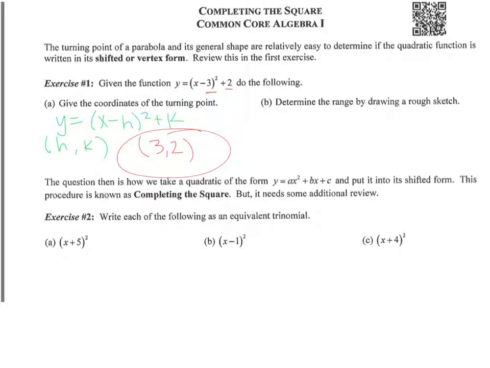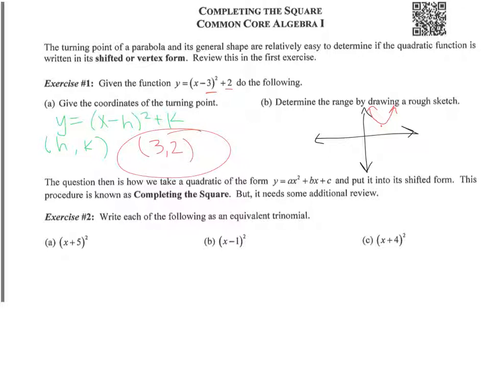And then we're going to determine the range by drawing a rough sketch. So if I were to have a y-axis and an x-axis, that turning point would be at (3, 2), and since it is a positive x squared, then it's going to go up. It's going to be a happy graph. It'll be a smiley face.